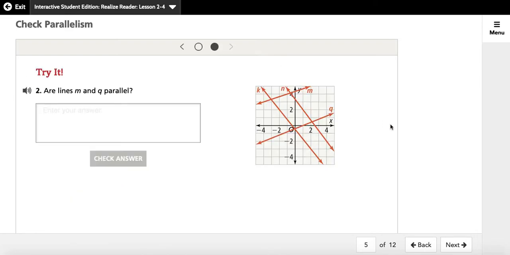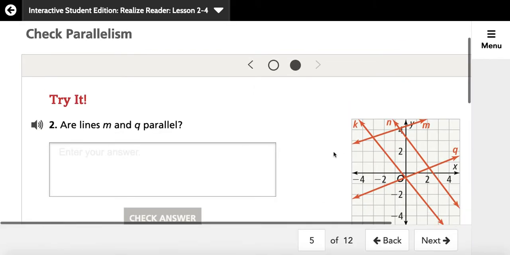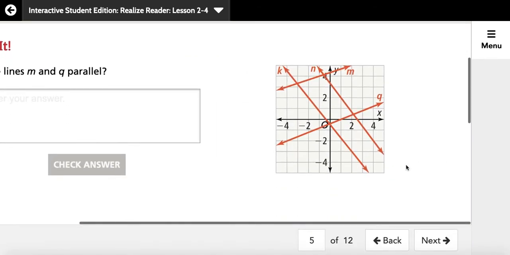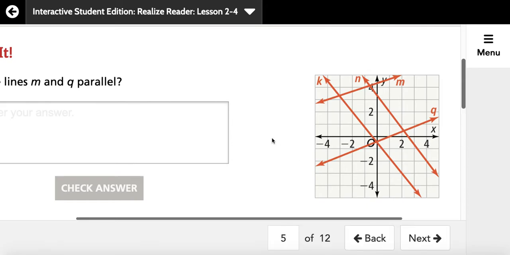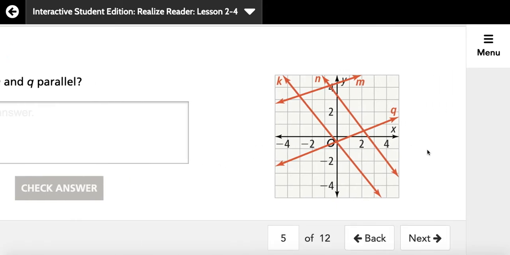Time for you to try one on your own. M and Q. Are M and Q parallel? Why don't I expand that out first so you have a better diagram to pause on so you can see where the lines cross. Now you can pause it and calculate the slopes and then come back and see what you come up with. Okay?